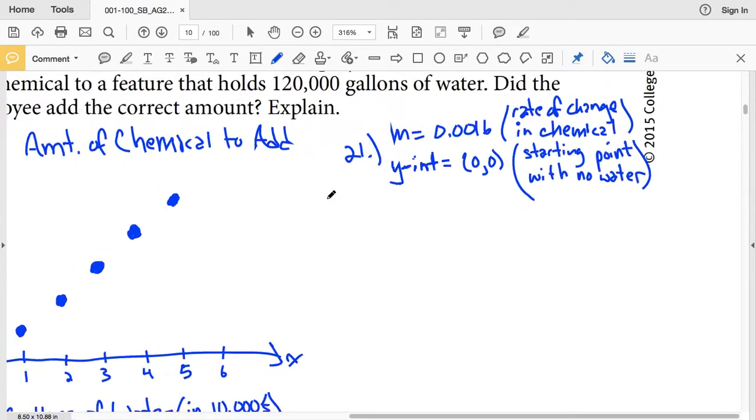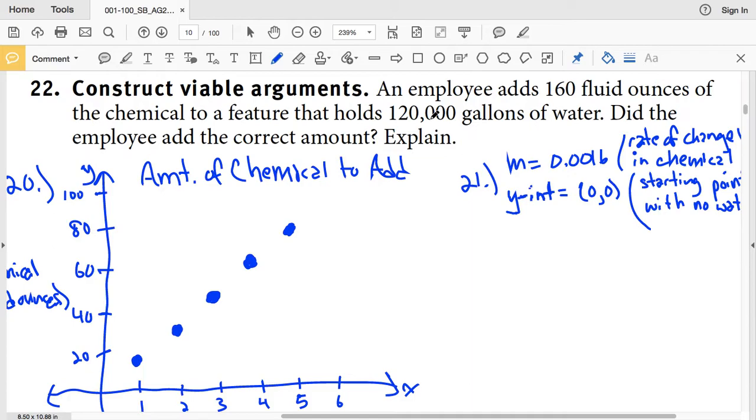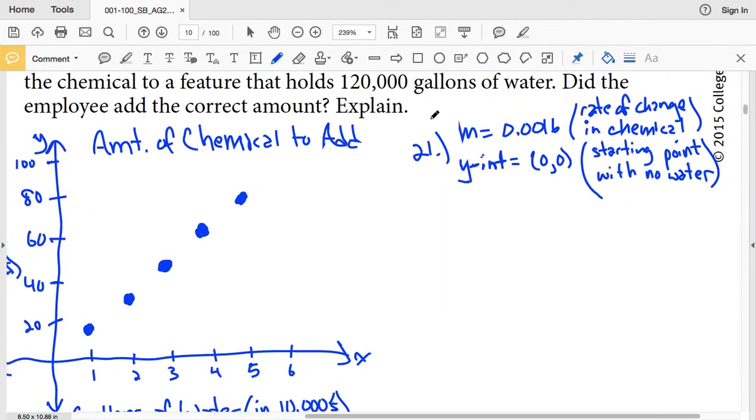And let's go to number 22. Let me zoom out here. So 22 says an employee adds 160 fluid ounces of chemical to a feature that holds 120,000 gallons of water. Did the employee add the correct amount? Explain. Well, let's see here. If we have 120,000 gallons of water, why don't we just plug that into our equation and see how many fluid ounces they were supposed to add? And if it was 160, then that would have been correct. If it's not, then no, they added the wrong amount.